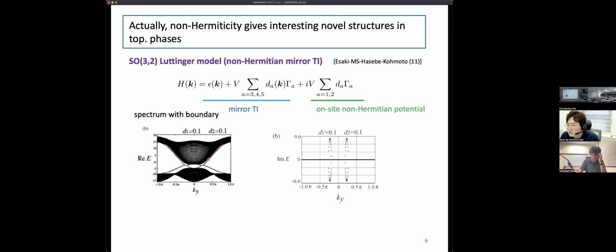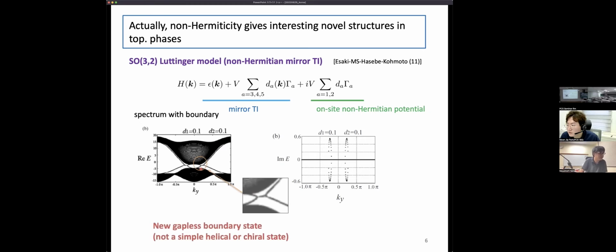And interestingly, if you look at this edge state very carefully, you can find new structures. So here I show a close look at this point. And we also find that this is not a simple helical chiral state. We already had boundary partition. But in this case, we can keep the gapless structures.